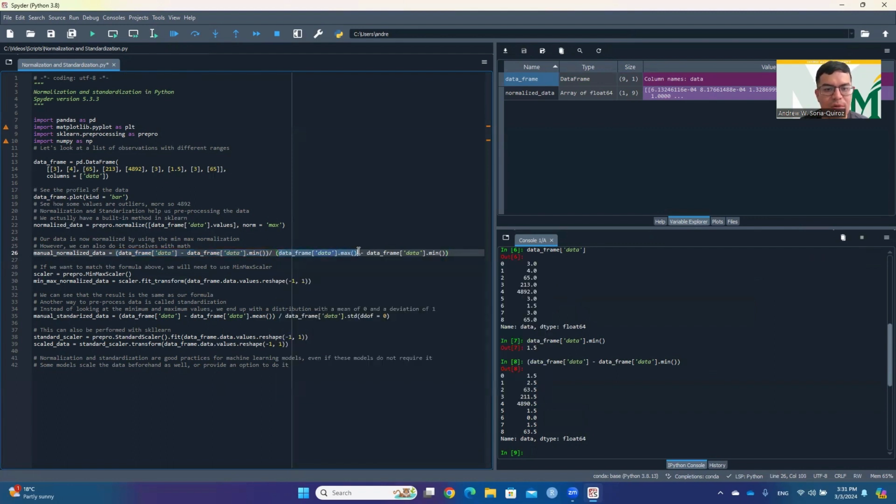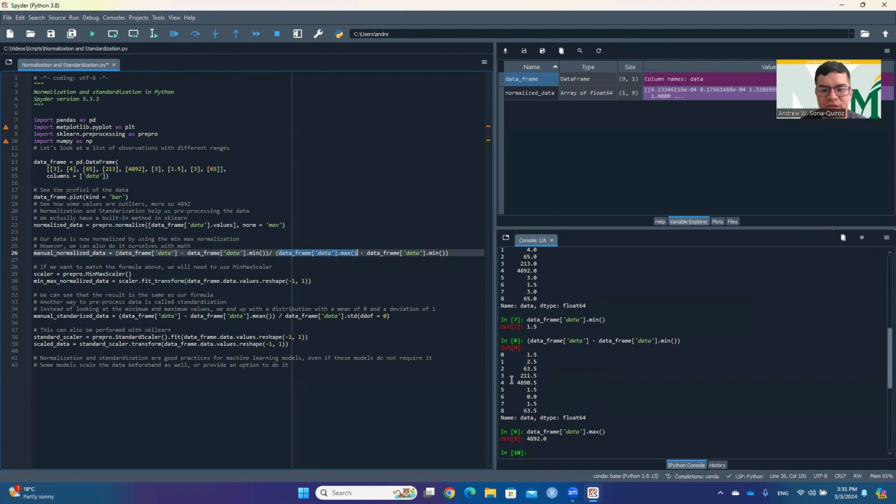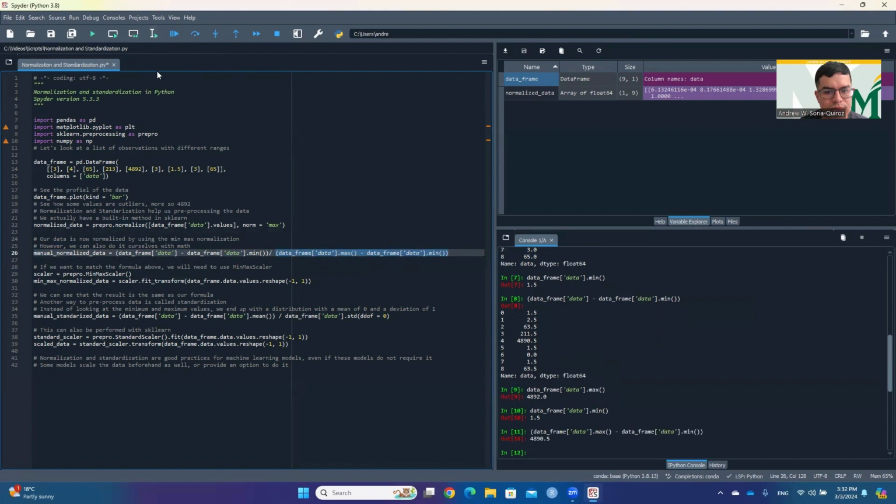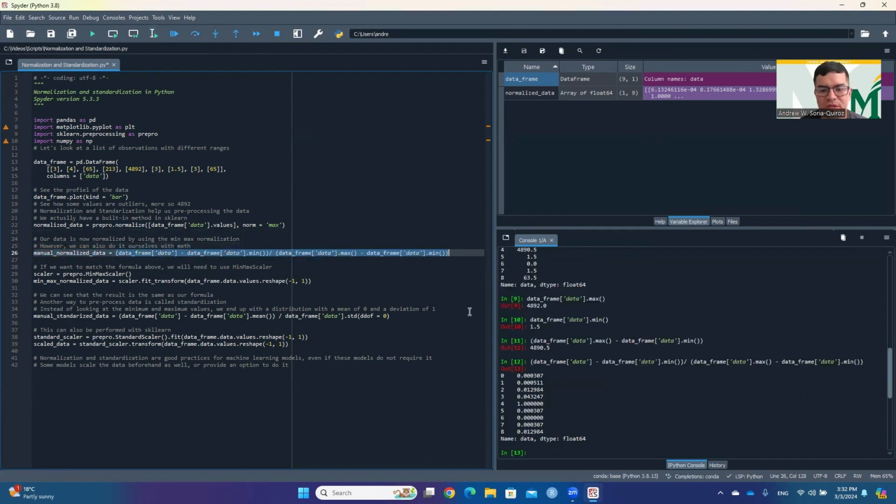Then we take the maximum value, and then we subtract the minimum value there. We get this value here. So we're gonna divide each single one of these ones over this. And that gives us our result. We just execute everything once we divide it. And this is our result here. That is the manual normalized data that we're gonna execute now.